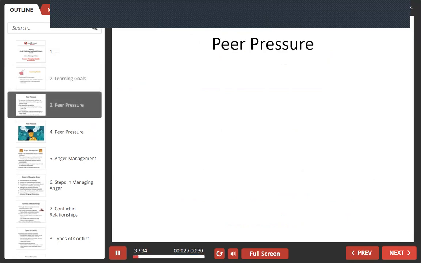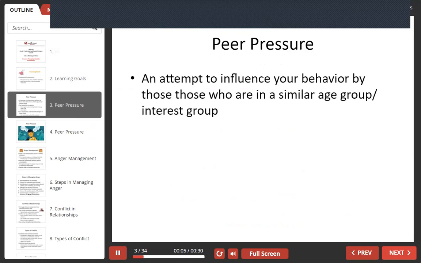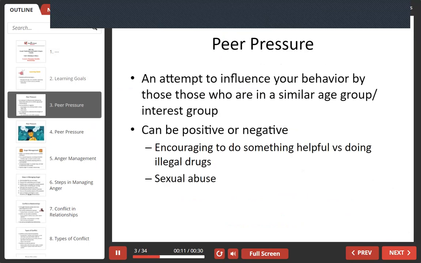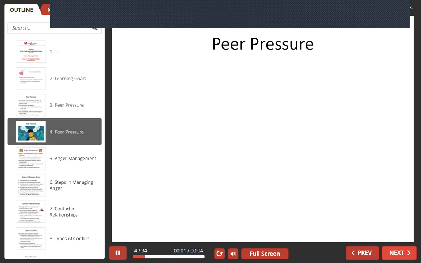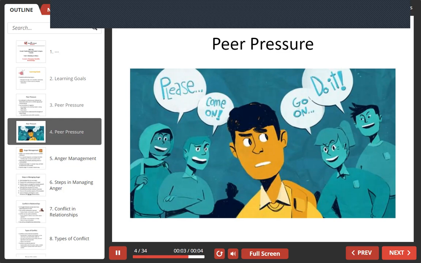So, what exactly is peer pressure? It's an attempt to influence your behavior by those who are in a similar age group or interest group. It can be either positive or negative. It can be encouraging to do something helpful versus doing illegal drugs. It can also be sexual abuse. It is important to understand the dangers of these things, and it is extremely crucial to use assertiveness as well as conflict resolution. Here's a picture which clearly demonstrates peer pressure.